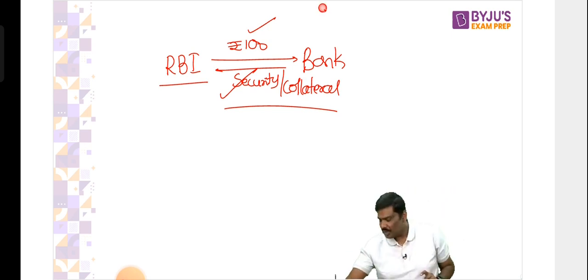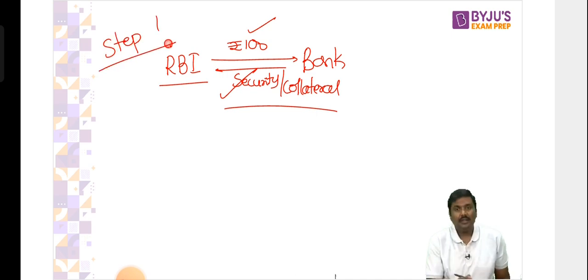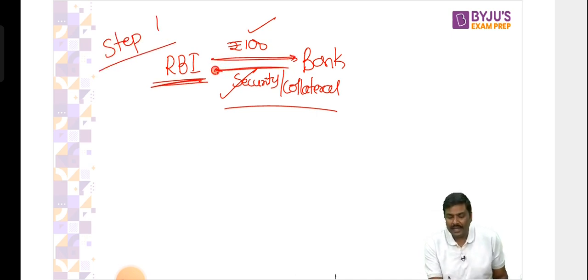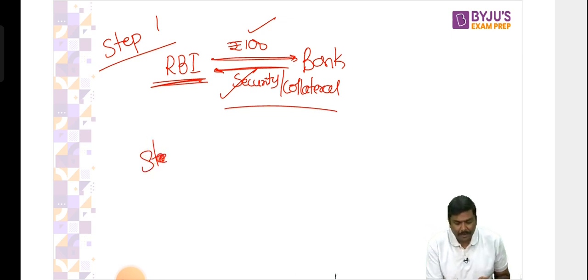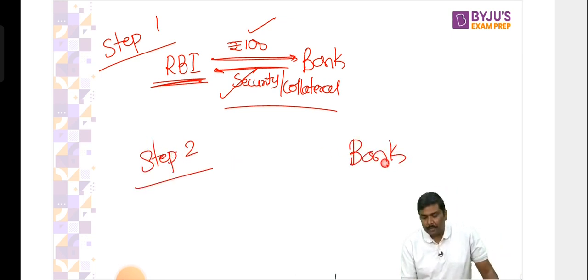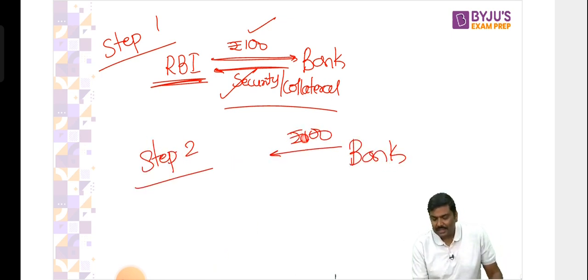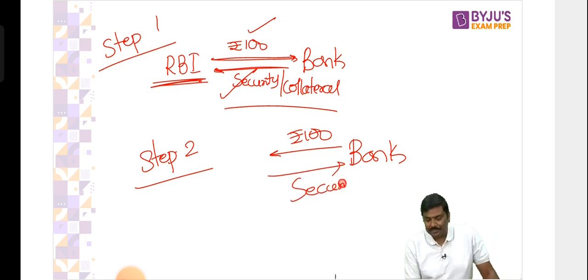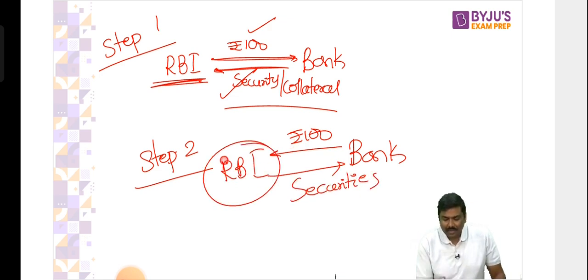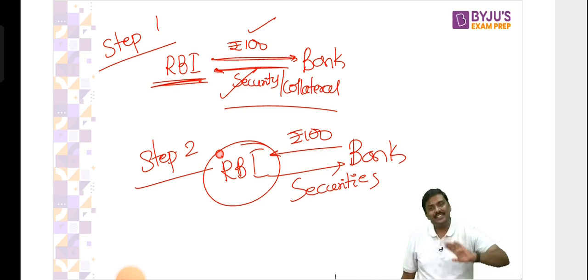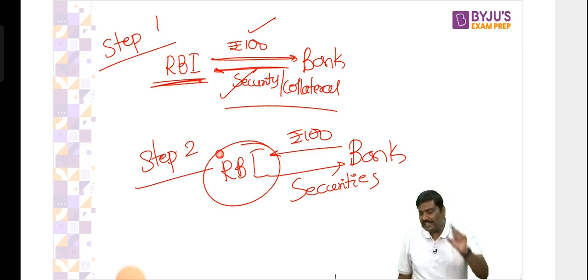So understand this carefully. In step one, RBI has given 100 rupees to the bank and collected security from the bank. In step two, the bank will go to RBI and say, take your rupee back. Give me back my securities. This is the second step. Now look at step 1 and step 2. I will use a statement. Don't be confused.